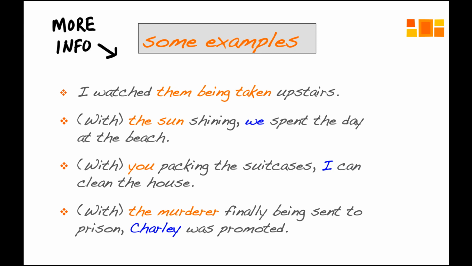And with the murderer finally being sent to prison, Charlie was promoted. Maybe Charlie is a cop, a policeman, and then he was promoted. He got to be lieutenant or something. I have no idea. The murderer finally being sent to prison. Yes, so, being sent to prison, it's a passive here and a past participle. Oh, that's a complicated sentence. With the murderer finally being sent to prison, Charlie was promoted, and maybe he became inspector. Again, you've got two different subjects. You put your with, and you can use your participle clause.